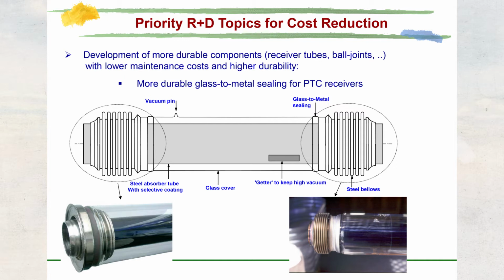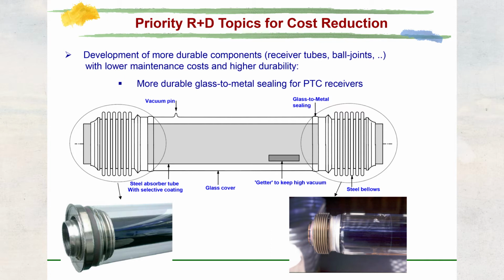bellows, stainless steel bellows. So this glass to metal sealing fails from time to time. And when it fails, we lose the vacuum and we have to replace the receiver tube. We have to cut the tube, we have to drain the collector, cut the tube, and weld a new tube on the collector, and this is very, very expensive. So the improvement of this glass to metal welding will reduce significantly the maintenance cost of solar fields with parabolic trough collectors.